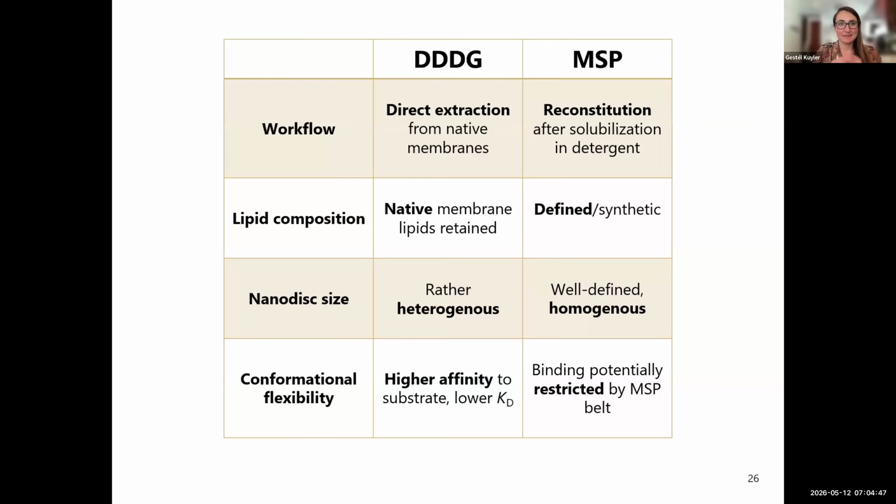I'm just curious. Sorry, there's a question from Nia. Feel free to unmute. Did you produce the MSP protein yourself? Were there any limitations? Yes.